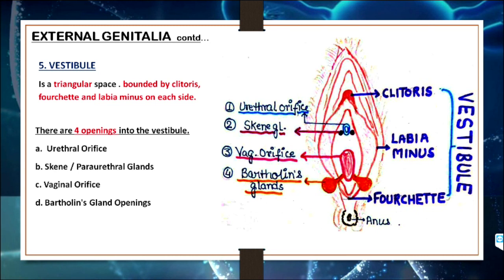Very important, skene gland has been asked. They are homologous to the prostate gland in male. Third is the vaginal orifice. See vagina. This vagina is incompletely covered by a septum of the mucous membrane, which is called hymen.